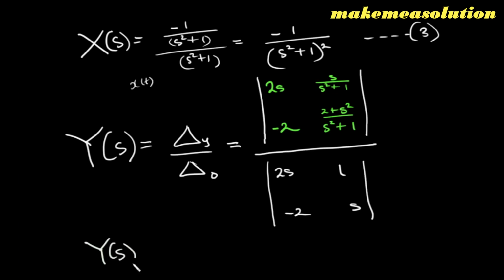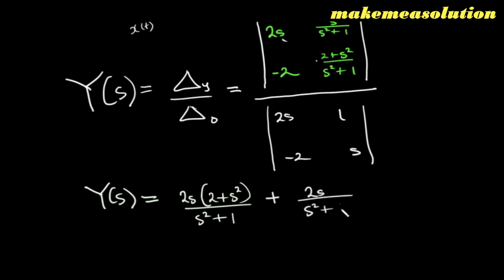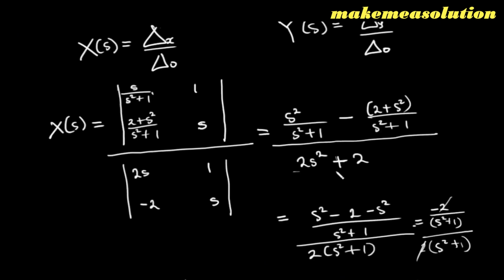So y of s is now going to be, from this particular one, if you do this times this, you're going to have 2s into 2 plus s squared, all over s squared plus 1. Okay, so you've done this times this, then minus this times this is going to give you a plus because of this, so you have plus 2s all over s squared plus 1. So you've done the numerator part, then the denominator is still going to be this, because when you evaluate these determinants you get this.